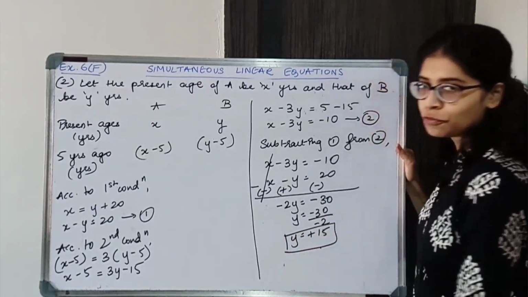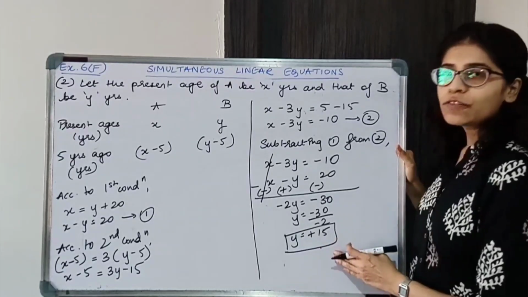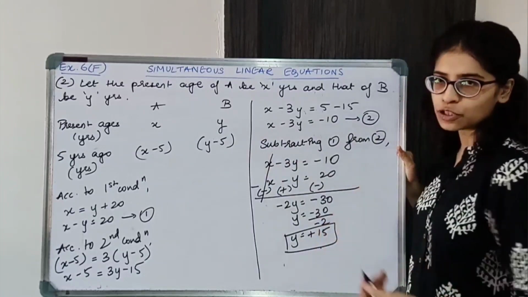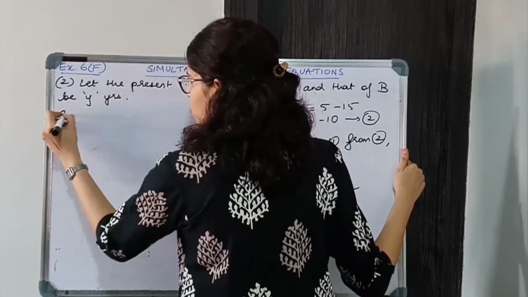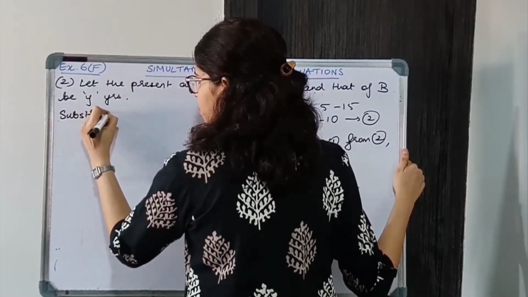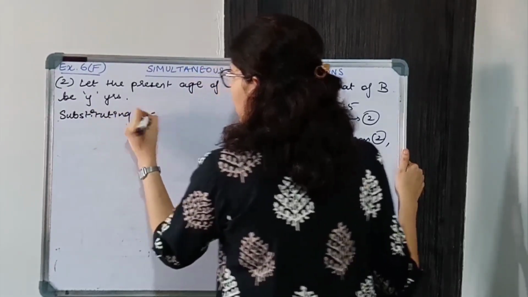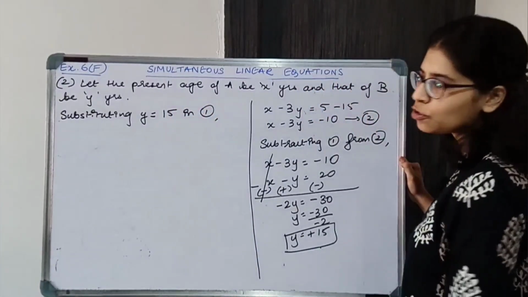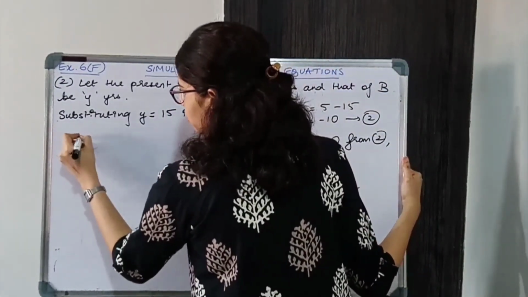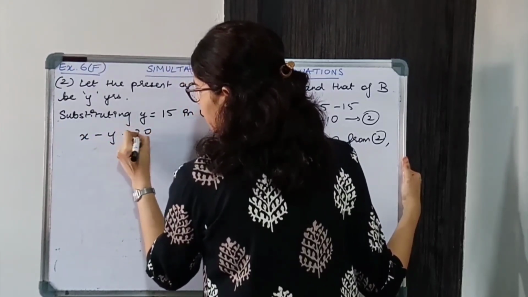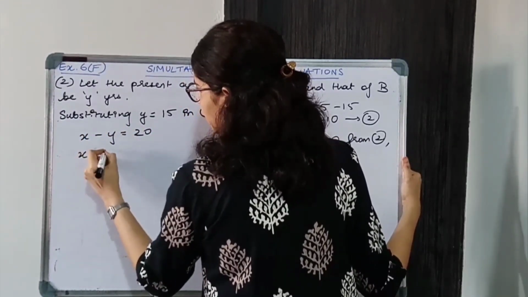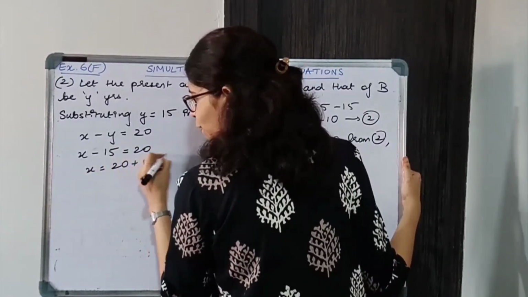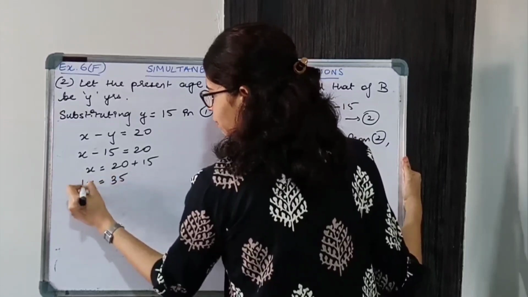So y is 15. Now we need to find the value of x. So we'll substitute the value of y in 1 or 2. So let's substitute and find the value of x. Substituting y equal to 15 in 1, you can substitute it in 2 as well. So x minus y is equal to 20, that is what we have. So x minus 15 is equal to 20. So x is equal to 20 plus 15, that gives 35.